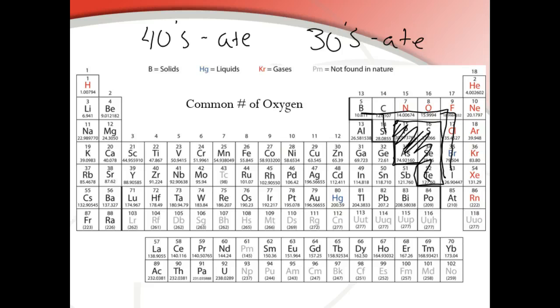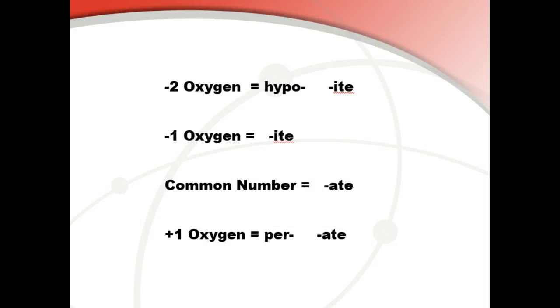Well, going along with the common number of oxygen rule, if we know the ATE ending, we can find the rest of the endings and their numbers of oxygens. The ATE ending, that's what we call the common number of oxygens. That's why it's called the common number of oxygen rule. So we're going to look at ClO3 as an example. So chlorate.